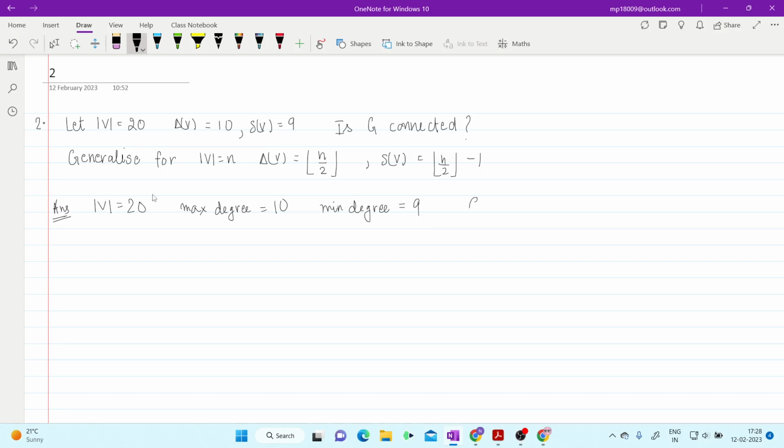So this is a particular case from one of your practice problems. And the answer was that G is connected. Have you tried this question, and does anybody have a reason why G will be connected? So we have a graph with 20 vertices, maximum degree is 10 and minimum degree is 9.